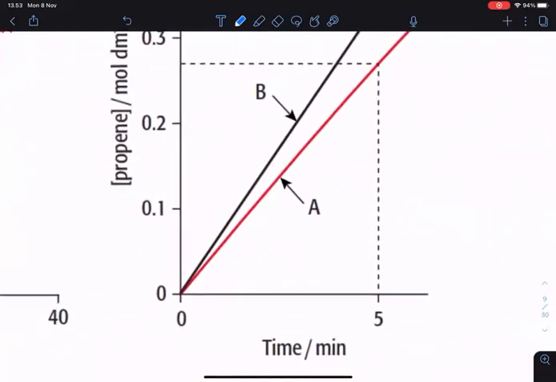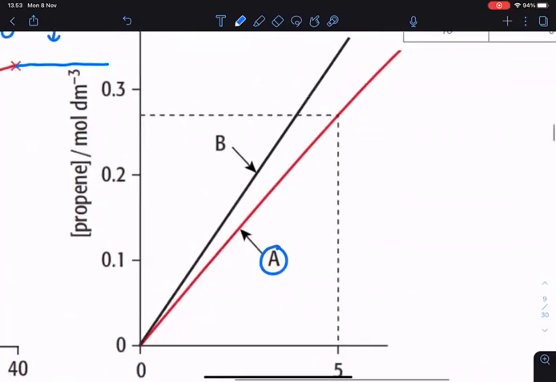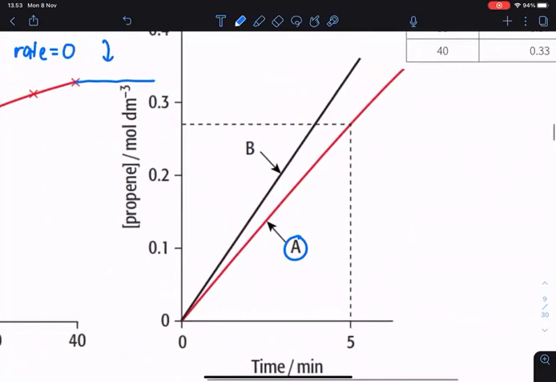So do remember, this is going to be your original graph, the A. Eventually it is going to become a curve. Now, if you want to find the rate at point zero, that time zero, that is what we call the initial rate.